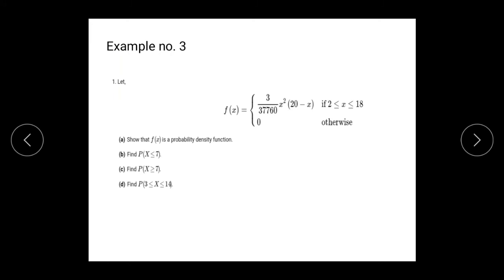Example number 3. Let f of x be 3 over 37,760 x squared, quantity 20 minus x, if x is greater than or equal to 2 and x is less than or equal to 18, 0 otherwise. A. Show that f of x is a probability density function. B. Find the probability that x is less than or equal to 7. C. Find the probability that x is greater than or equal to 7. D. The probability that x is greater than or equal to 3 and x is less than or equal to 14.